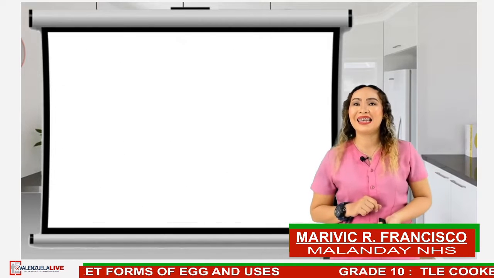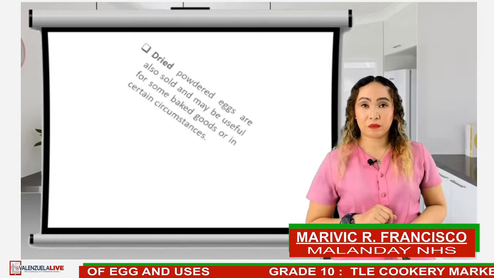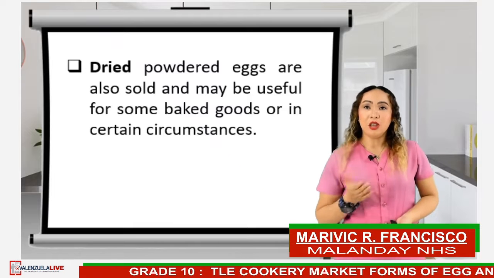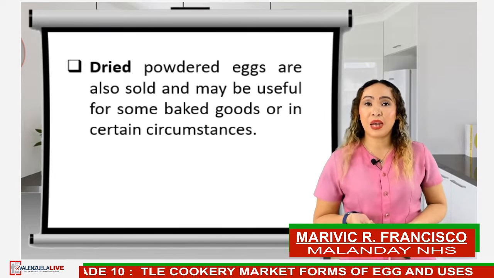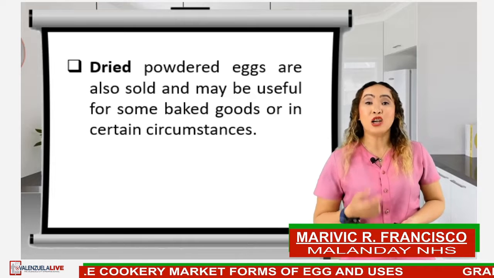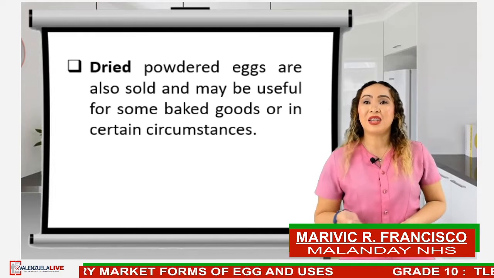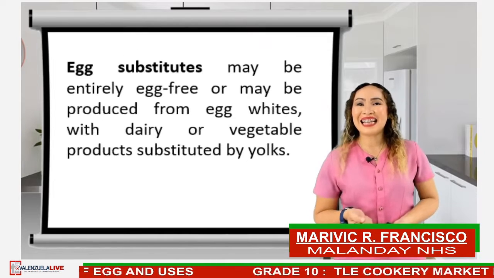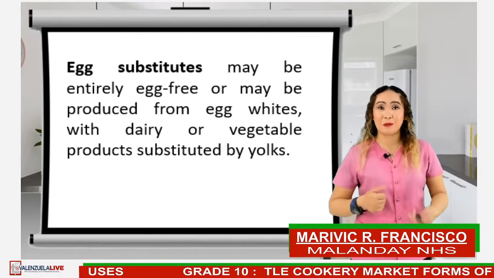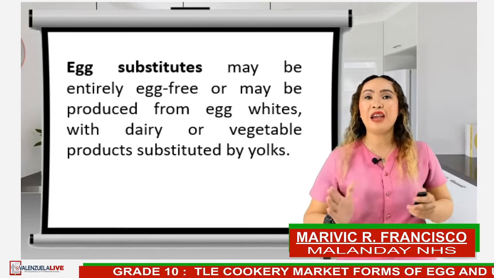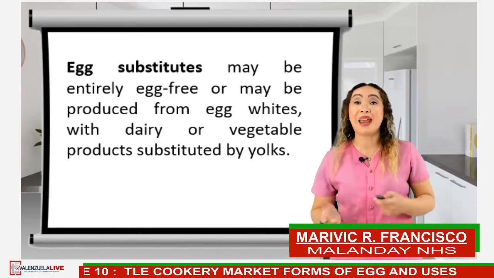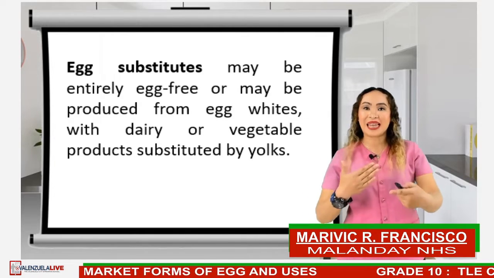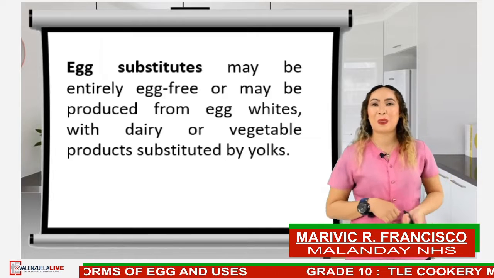All right. Next, we have the dried eggs. Dried eggs are also sold and may be useful for some baked goods or in certain circumstances. Okay. Then next we have the egg substitutes. It may be entirely egg-free or may be produced from egg whites with dairy or vegetable products substituted for yolks.